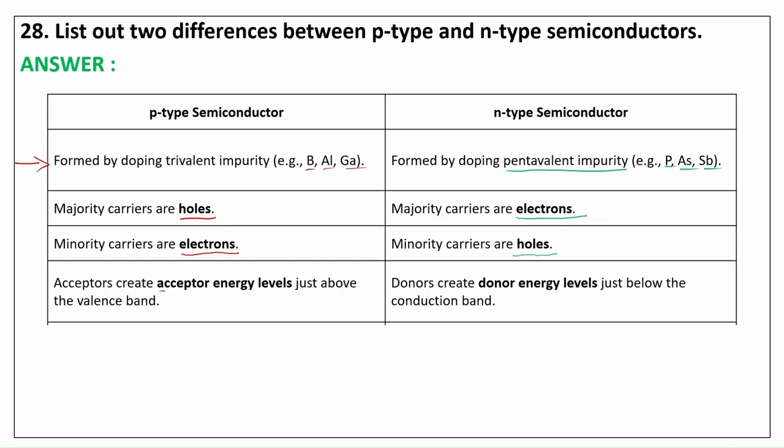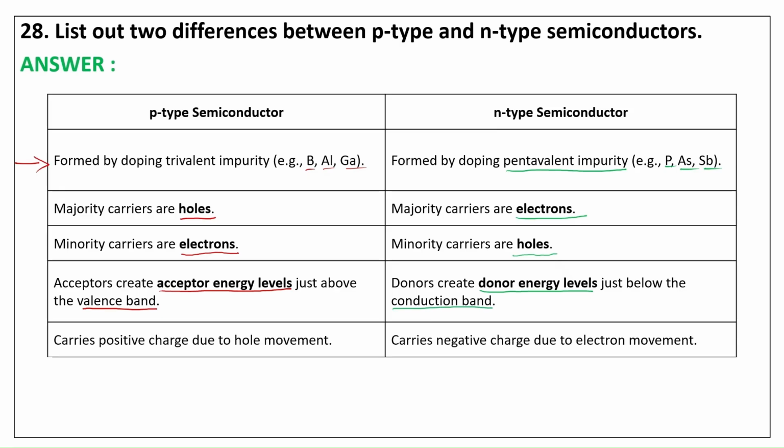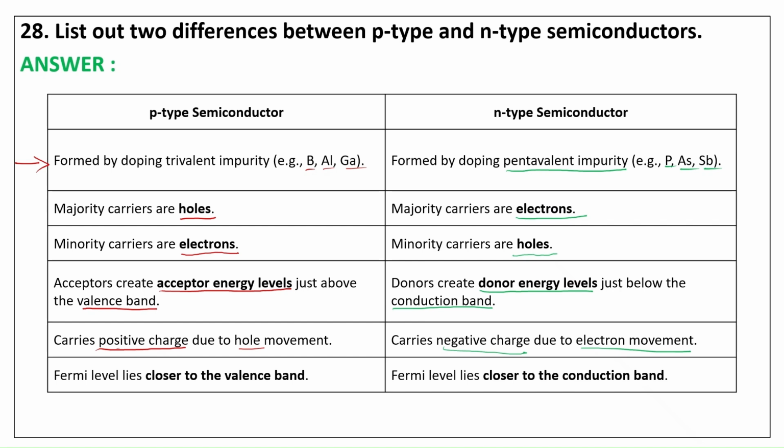In p-type semiconductor, acceptors create acceptor energy levels just above the valence band. In n-type semiconductor, donors create donor energy levels just below the conduction band. P-type semiconductor carries positive charge due to hole movement. N-type semiconductor carries negative charge due to electron movement. In p-type semiconductor, Fermi level lies closer to the valence band.